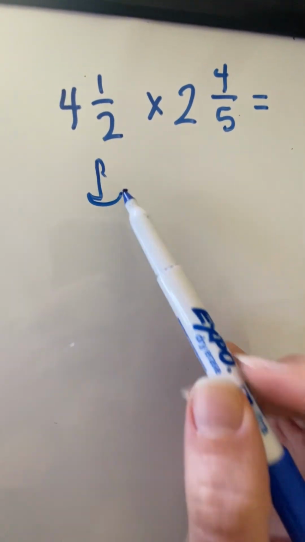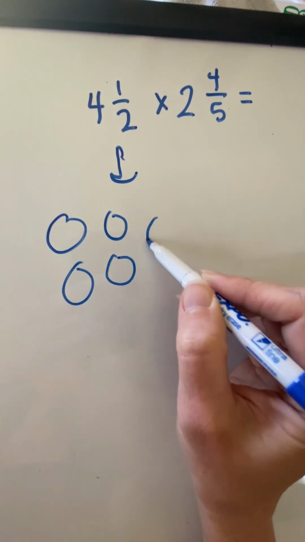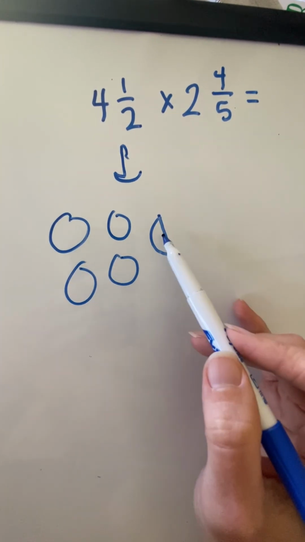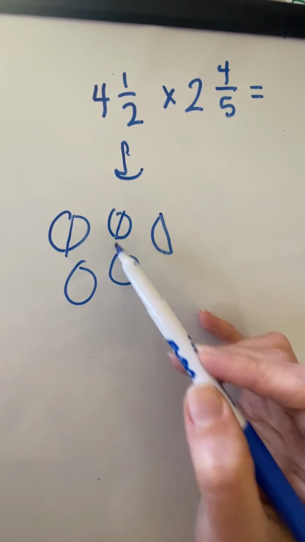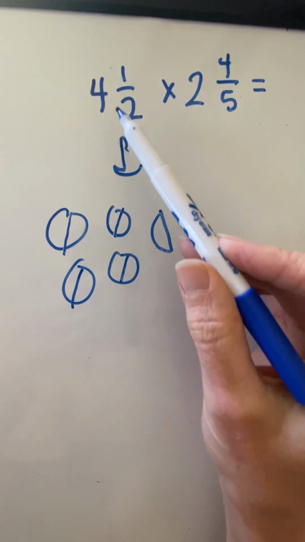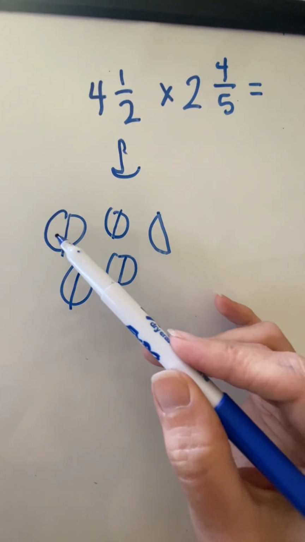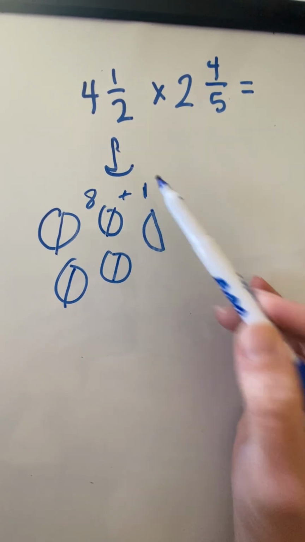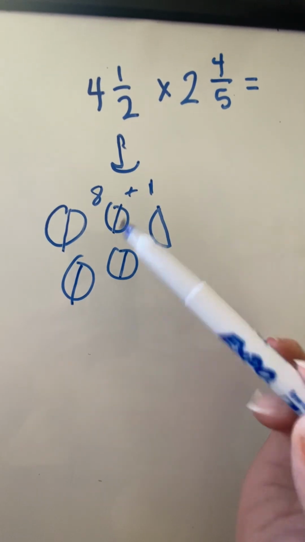So 4 1/2 would be like saying, okay, I have 1, 2, 3, 4 1/2 cookies. So 4 whole cookies, and then a half a piece. But I need to know how many half pieces I have total. So I'm going to divide each of these into halves. That's like saying 4 cookies times 2 pieces each. So 4 times 2 is 8. But then I also have to add this piece in. So when you are trying to turn a mixed number into an improper fraction, this is how you do it.